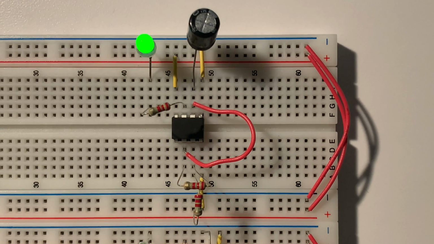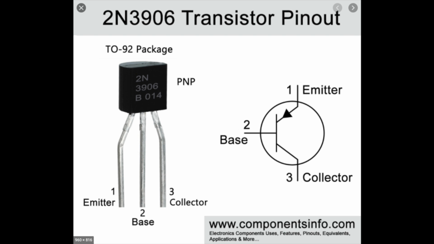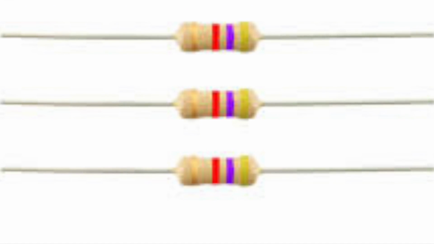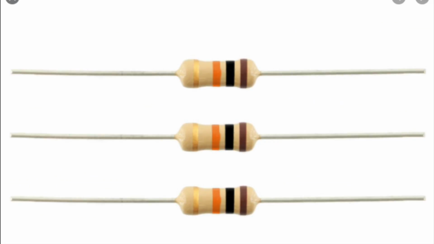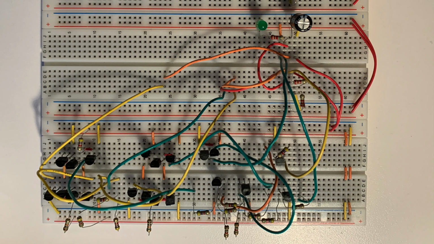The Breadboard 555 consists of 11 3904 NPN transistors, 9 3906 PNP transistors, 10 4.7 k ohm fixed resistors, 3 1 k ohm fixed resistors, and 2 10 k ohm fixed resistors. The project alone can be split up into 4 main sections: the trigger comparator, the threshold comparator, the flip-flop, and finally the rest of the circuit.